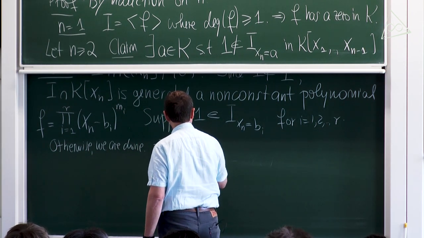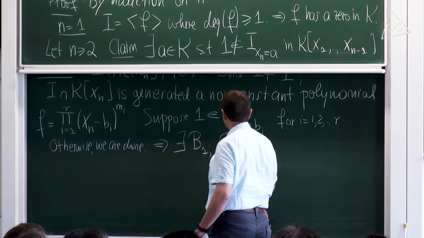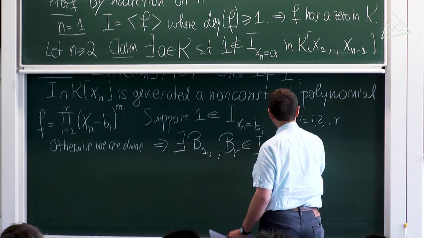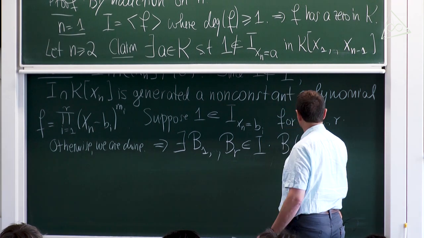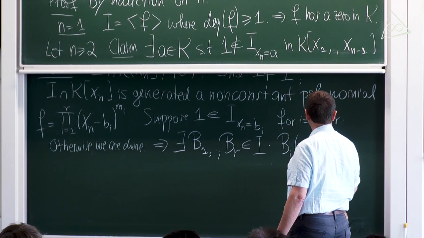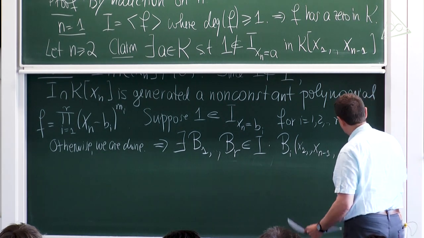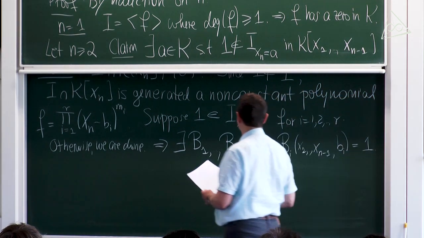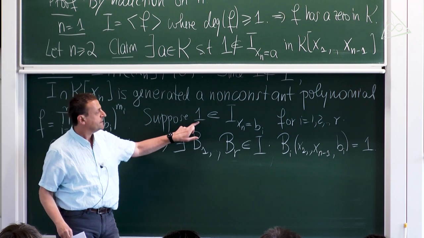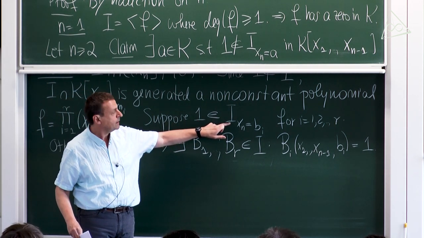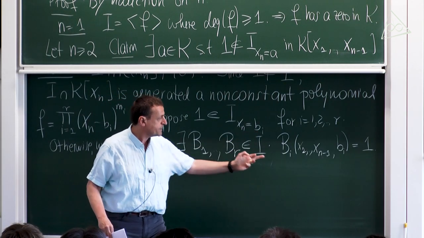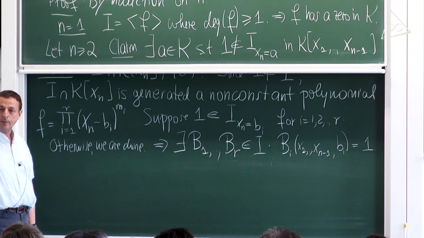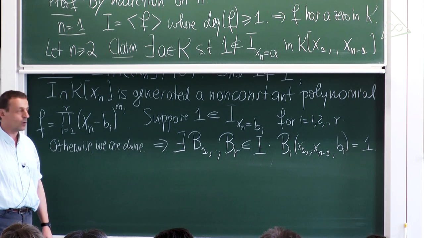there exist polynomials B1 up to BR, all in the ideal I, with the property that, keeping the first n minus 1 variables as variables but substituting in bi for xn, we get 1, right? So this is a representation. If you unravel this, 1 is in the ideal means there exists something in capital I, and if I further specialize xn to be bi, then this is actually the 1 polynomial. The proof I'm presenting here is the proof that you can find in Cox-Little-O'Shea's book, okay?